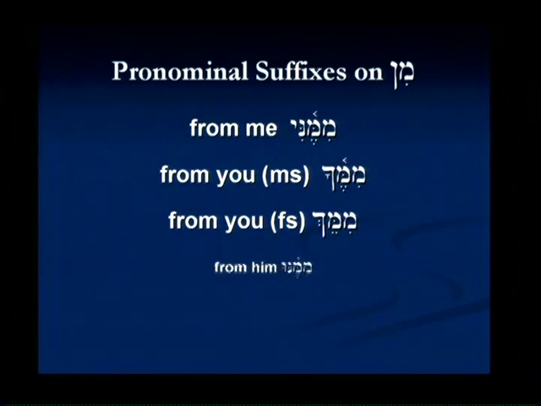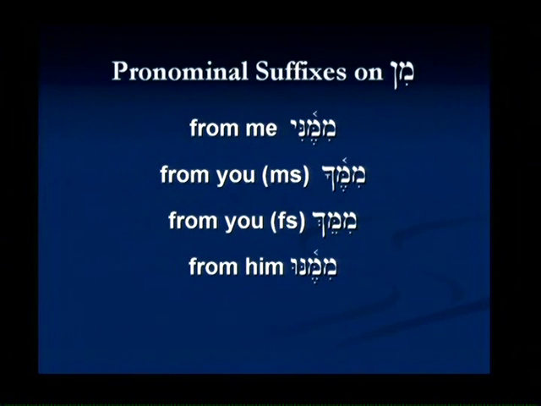Mimmekh. Mimmenu. Now notice here the clue that this is not the nu of a first common plural. Remember, we've used, for example, susenu, our horse. The nun shureq is often the suffix that is a first common plural, our. It's the suffix, remember, on the perfect verb. When we look at it, katalnu, you have he killed, mashalnu, we ruled. You have the nu suffix that is derived from the personal pronoun anachnu or nachnu. So that nu is first common plural. This one, the nun, has a dagesh in it. That's your clue that it is not first common plural.